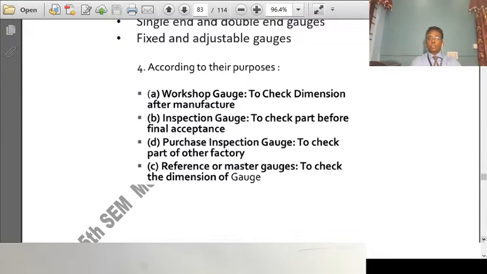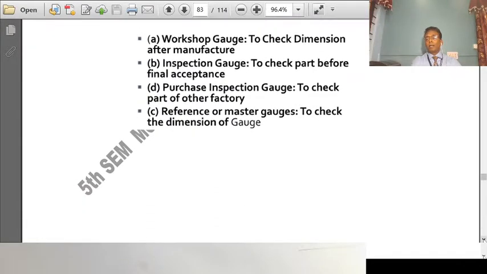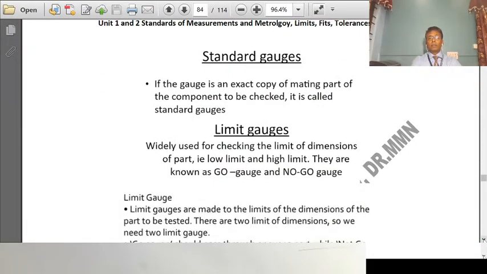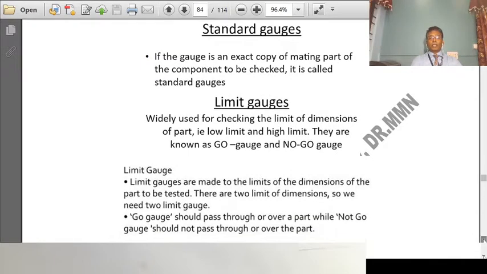Reference or master gauges are used to check the dimensions of the gauges that are being used on the shop floor, so they have to be more precise and accurate. Standard gauges: if the gauge is an exact copy of the mating part of the component to be checked, it is called a standard gauge. But limit gauges are widely used for checking the limits of dimensions of the part, that is low limit and higher limit. They are known as go gauge and no go gauge.